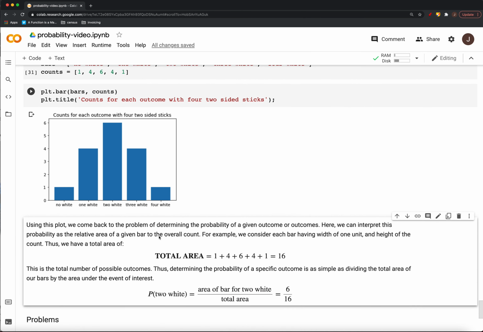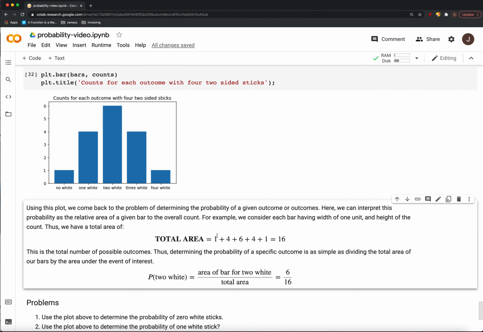All right, and if we add all of those together, we get 16 total outcomes. And that is also the area under all of these bars, the area of all of these bars. If we think about these as 1 unit wide each, and this is 1 tall, so 1 times 1 would be 1. And we've got 1 times 4, 6, 4, 1.